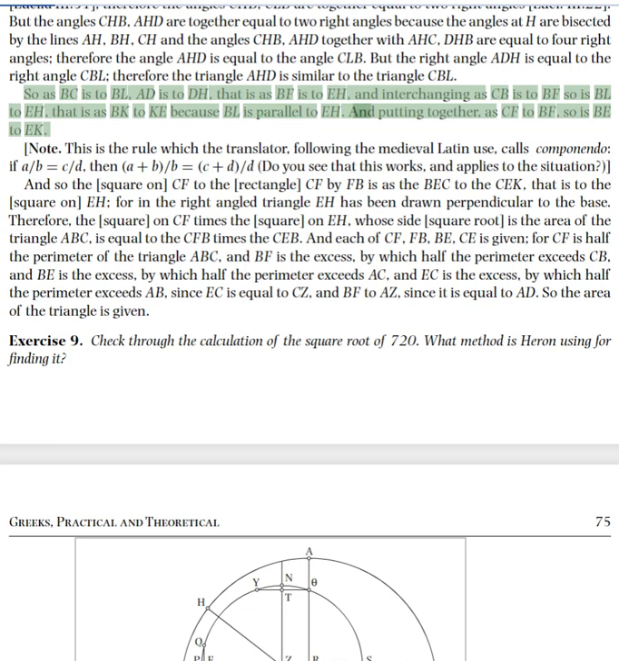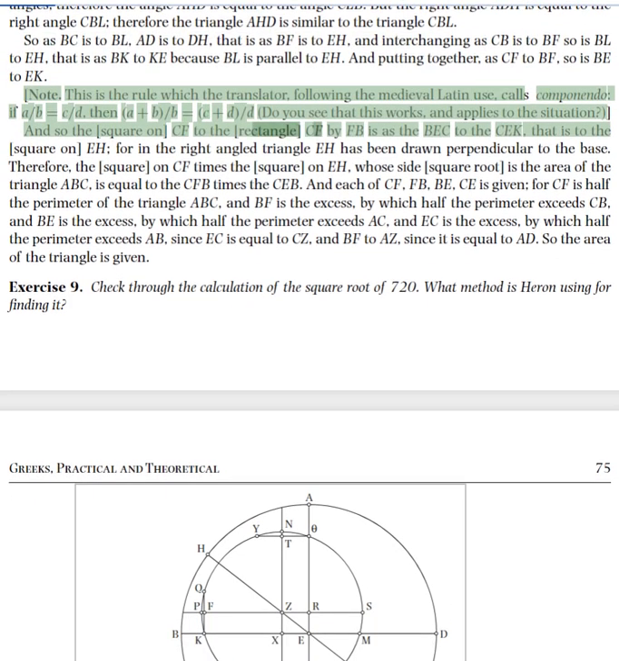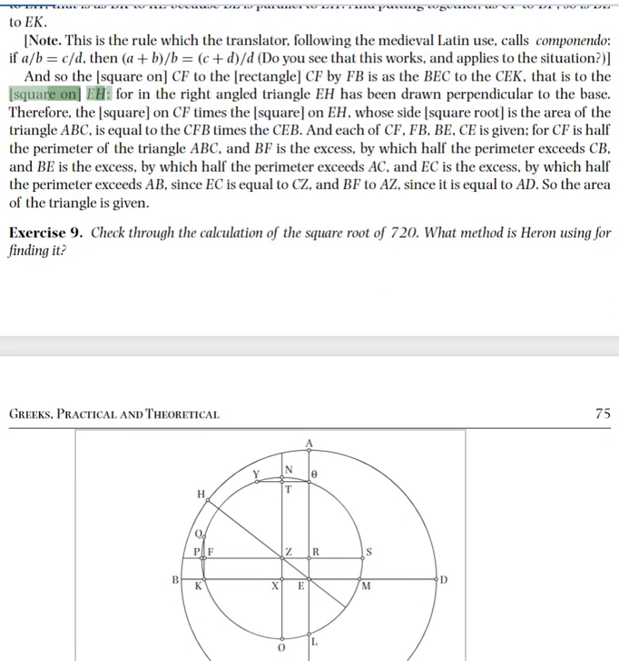EH. And putting together, as CF to BF, so is BK to EK. And so the square on CF to the rectangle CF by FB is as the rectangle BEC to the rectangle CEK, that is to the square on EH. For in the right-angled triangle EH has been drawn perpendicular to the base. Therefore, the square on CF times the square on EH, whose side is the area of the triangle ABC, is equal to the rectangle CFB times the rectangle CEB.